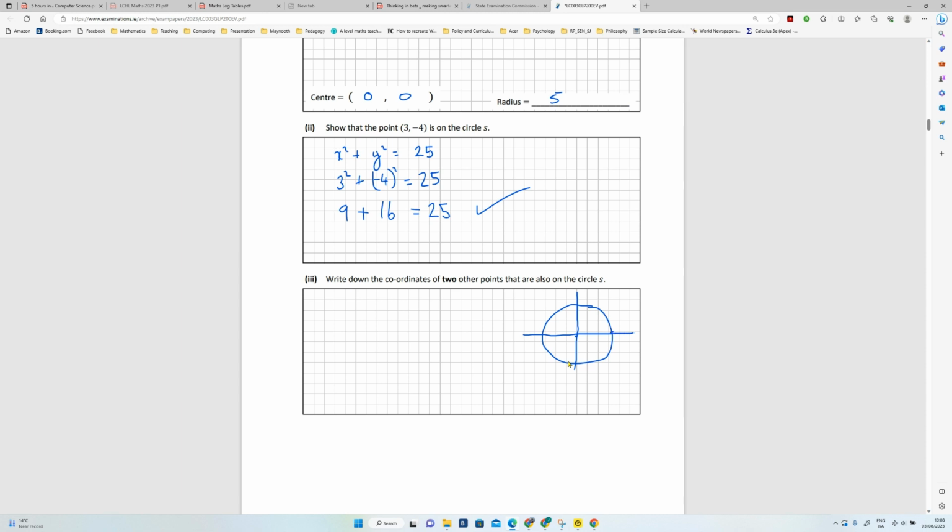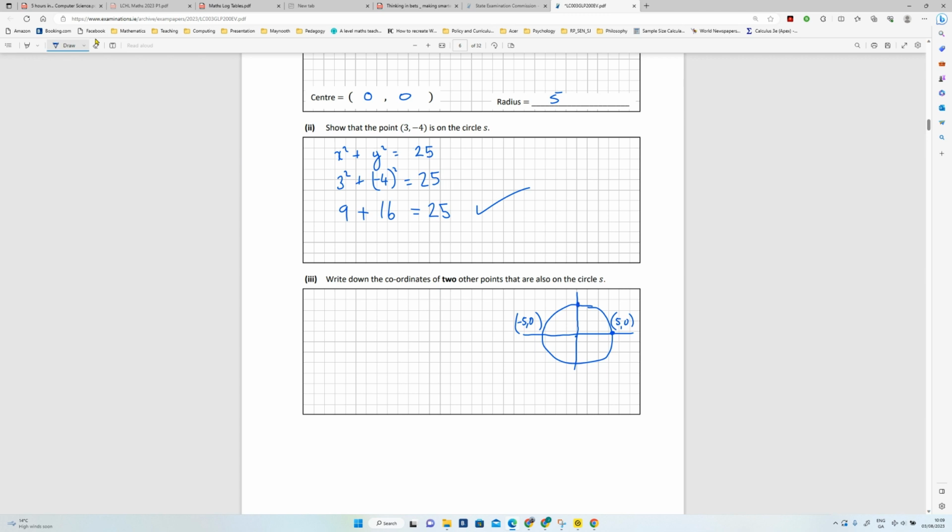okay, so that point there is going to be 5, so it's going to be 0, 5. That point over there is going to be 0, minus 5. This point up here is going to be, is that right? Sorry, I've got those wrong. They're the other way around. So that's going to be 5, 0. That's going to be minus 5, 0.